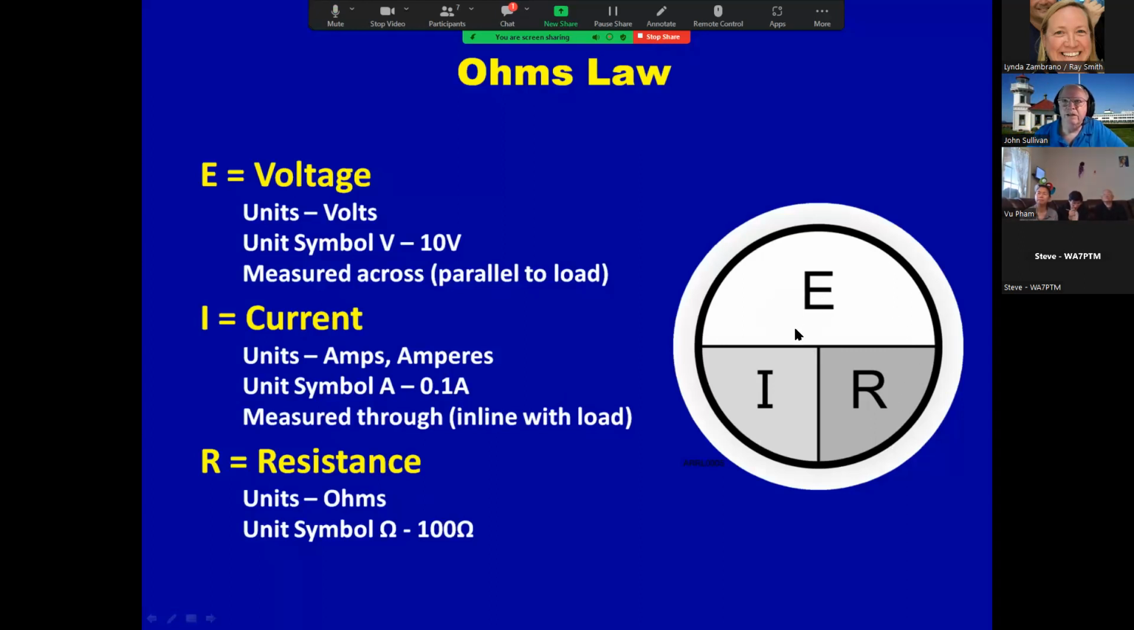So the E is above the I and the R. The I and the R are next to each other. That means they get multiplied together. The E over the R, if you divide E by R, you get I. I'll show you all that in a minute. But this is a relationship. We're going to get into this a little further. There will be a number of questions that relate to Ohm's law on your exams, in the exam pool.